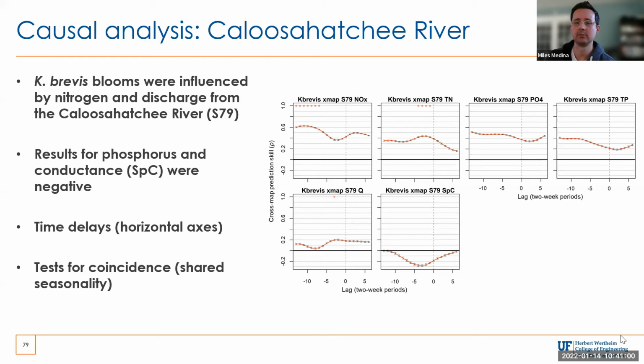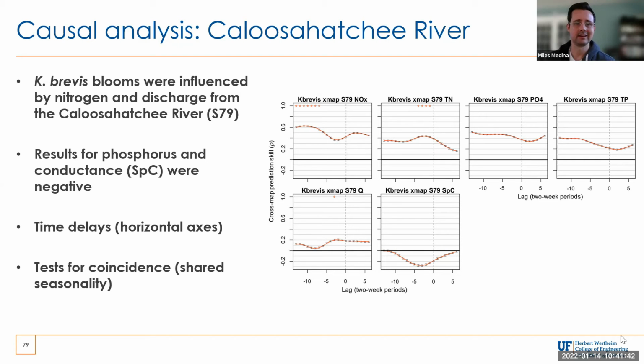Okay, so we're ready to move on to the causal analysis and see whether what's coming out of the Caloosahatchee River affects nearby red tide blooms. And looking at the data from 2012 to 2021, so nearly a decade, we found that blooms near Charlotte Harbor were systematically intensified, influenced by nitrogen and by discharge from the Caloosahatchee River. There were some interesting time delays detected in these relationships, and I won't have time to get into those. In contrast, we did not see evidence that phosphorus or specific conductance systematically affected the behavior of these blooms. So we saw a causal relationship for nitrogen and for discharge, but not for phosphorus or conductance.